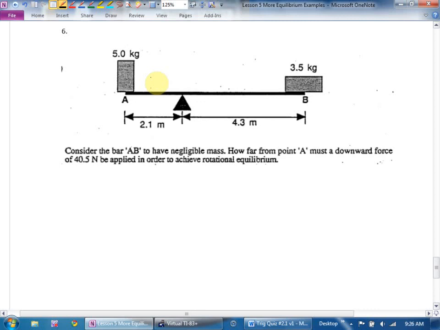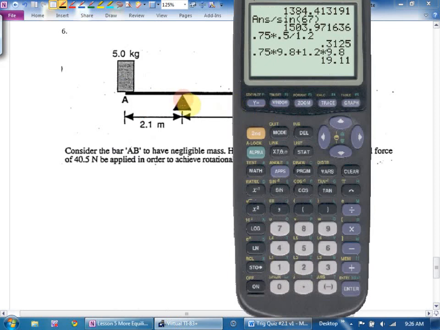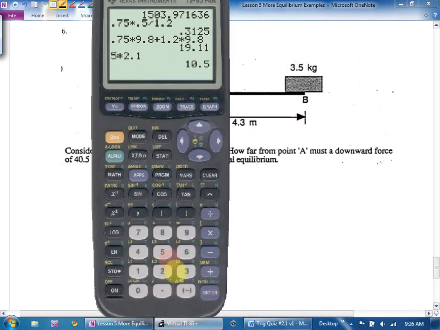Which side has more mass on it? Which side has more torque on it? Well, the nice thing is, because we're horizontal, I can really quickly figure this out. This side, I'm assuming that's my pivot, has that times that, torque 5 times 2.1, 10.5. This side has 3.5 times 4.3. Which side has more torque? Which side needs help then?